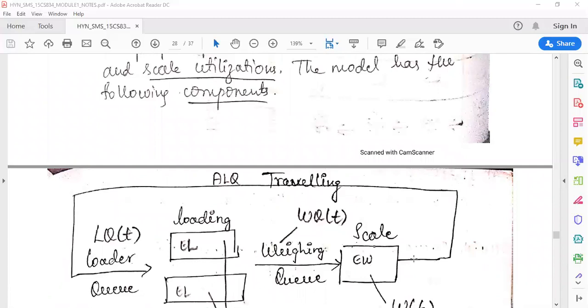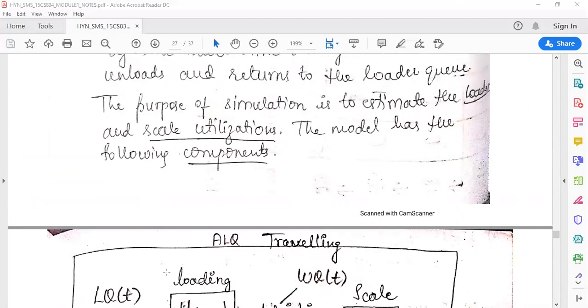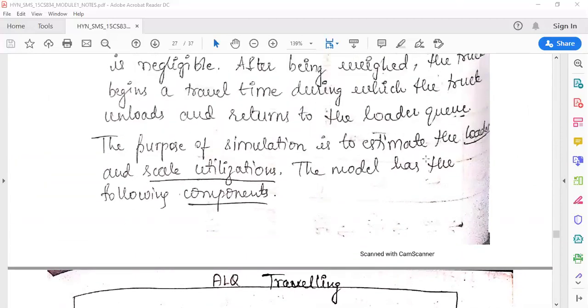So after the scale, the truck will come here, right? The truck will start moving. Here we have the travel time, because it goes there and unloads the coal onto the rail. Once again it will come back and join the loader queue. The purpose of the simulation is to estimate the loader and scale utilization.